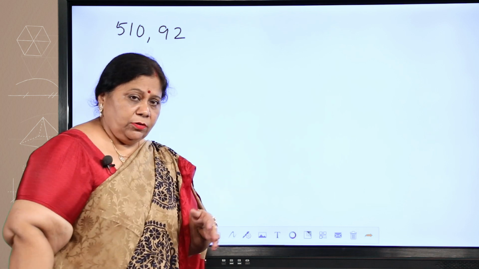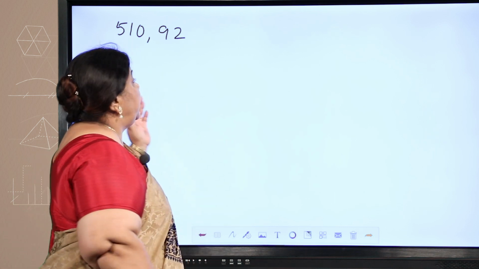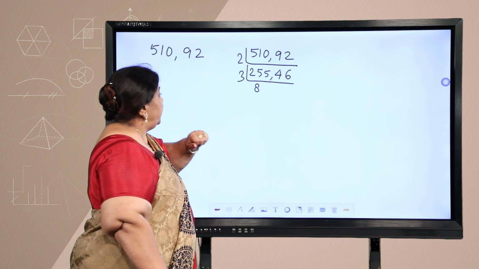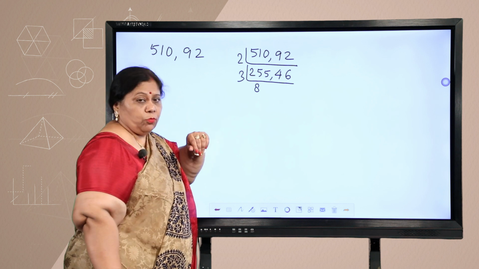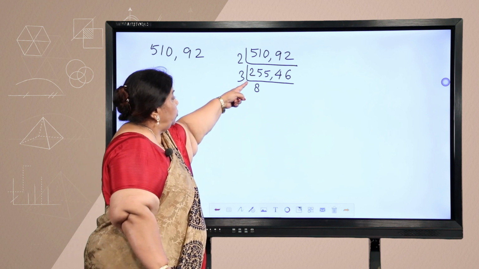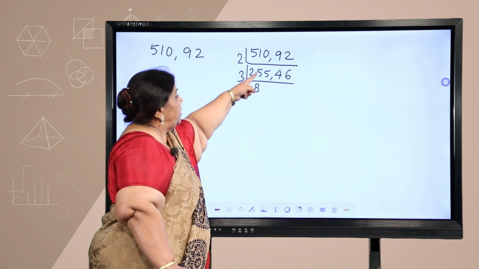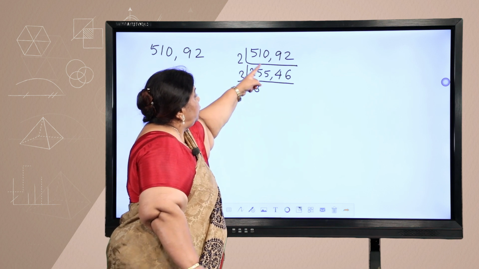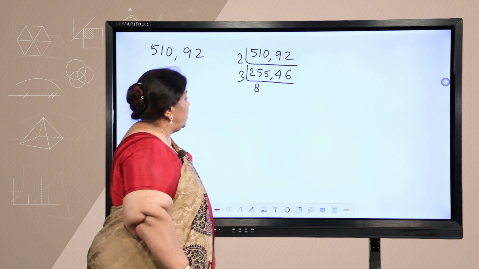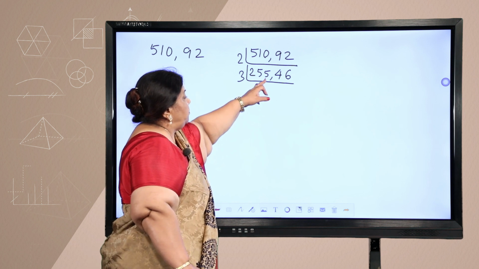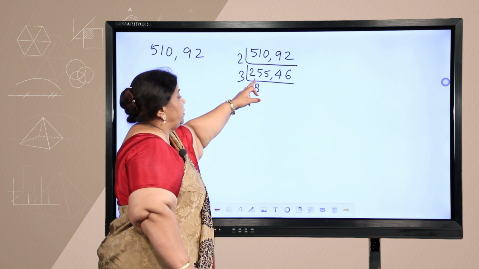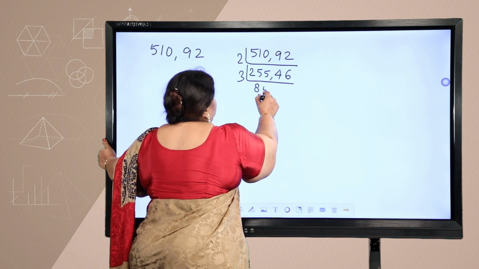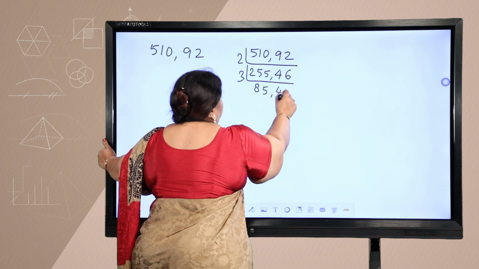Now, let us again find out the LCM and HCF of 510 and 92. In order to find the LCM, let me take 510 and 92. We will start with the smallest prime number 2. 2 2s are 4 and 1 carry here. 2 5s are 10, 2 4s are 8 and 2 6s are 12. Now, 255: 5 plus 5 is 10, 10 plus 2 is 12. So, 12 is divisible by 3. So, I can use 3 here, 3 8s are 24, 3 5s are 15 and 46.